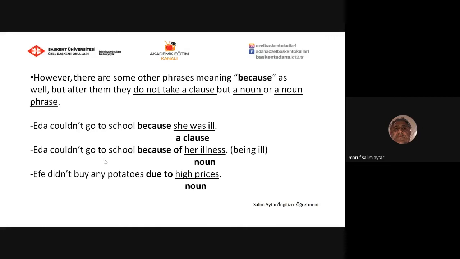Another example, Efe didn't buy any potatoes. Why didn't he buy any potatoes? Due to, because of, see, not a sentence but a noun phrase. Because of high prices. Okay? Actually, it is an adjectival phrase, high prices, because of high prices.